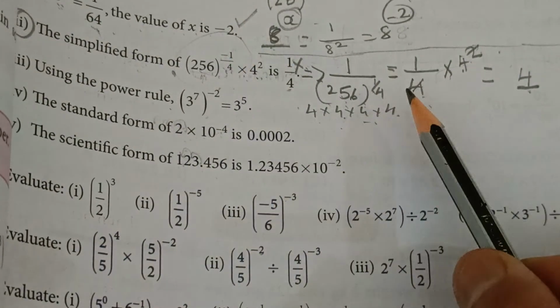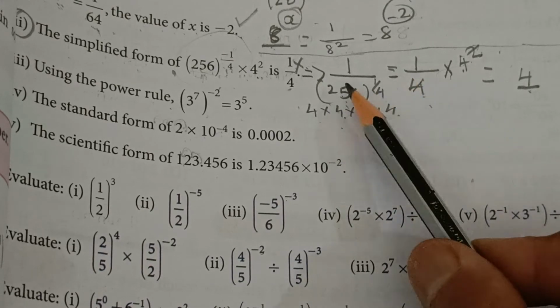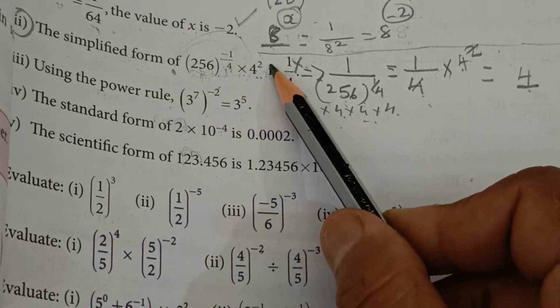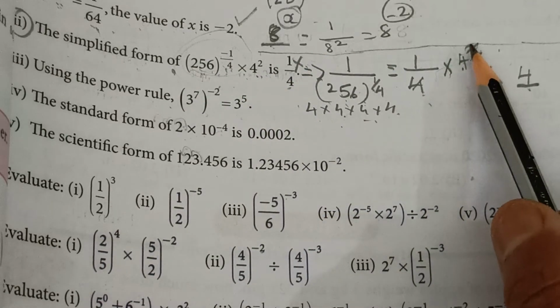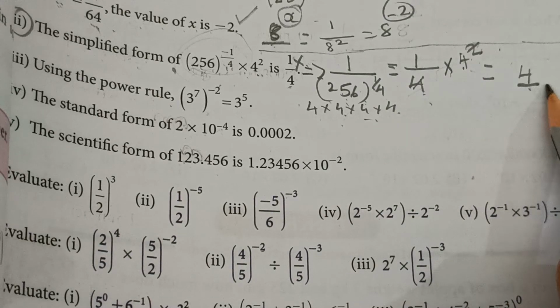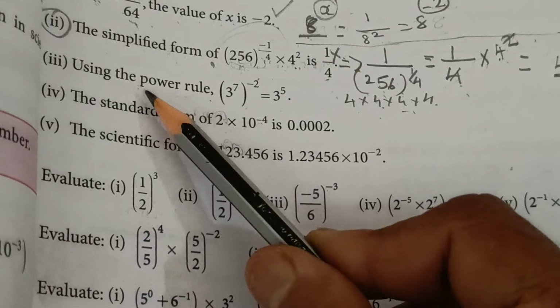Change negative into positive power, and the fourth root of 256 means 4. The value of this first number is 1 by 4 into 4 square. 4 square means 4 into 4. So we cancel 1 4 and 1 4. We are left with 1 4. Only 4 has to be the answer. But it is given 1 by 4. So it is false. Okay, next.